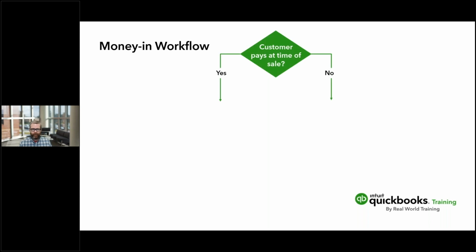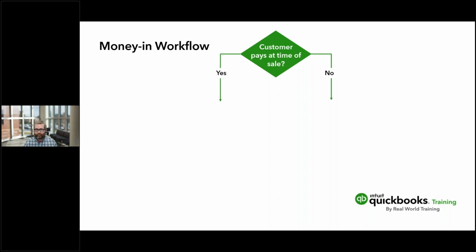Now, sales can happen in 2 different ways. In one way, customers are going to give you money right away. In the other way, customers are going to give you money later on. So whether you use an invoice or a sales receipt depends entirely upon when your customers pay you. So right here, we're going to go through a little workflow. The money in workflow on the left-hand side: customer pays at the time of sale, yes or no. That's the fundamental question you need to ask yourself when determining whether to enter an invoice or a sales receipt.